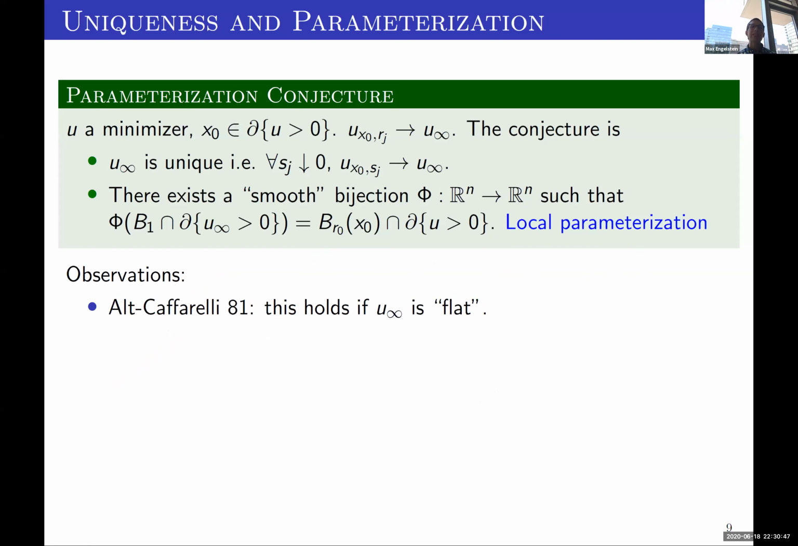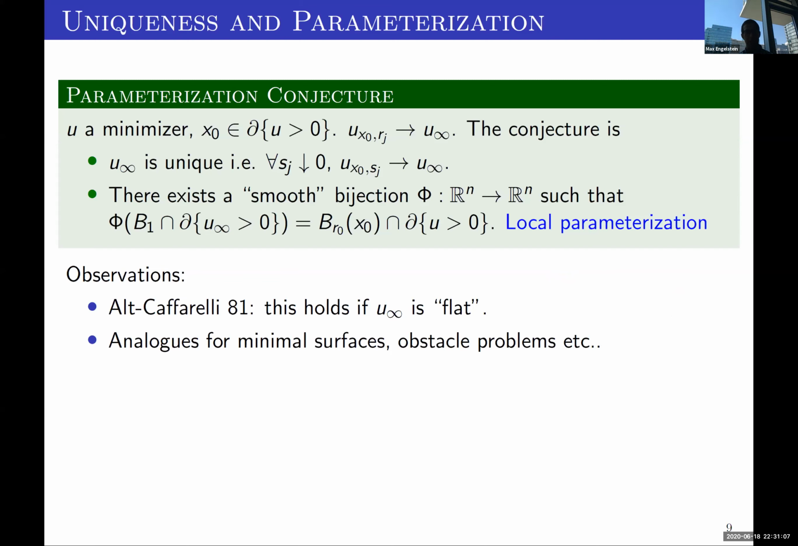And note that this is exactly the theorem of Alt-Caffarelli for flat points. We're saying that you have some free boundary here, and you can write it as a very beautiful graph over a flat set, right? That's what it means to be a graph. There are analogs of these conjectures for minimal surfaces, obstacle problems, any number of problems in the calculus of variations. Note that you can't hope to have the more ambitious parameterization result without first having the uniqueness result. This is just sort of a fact.